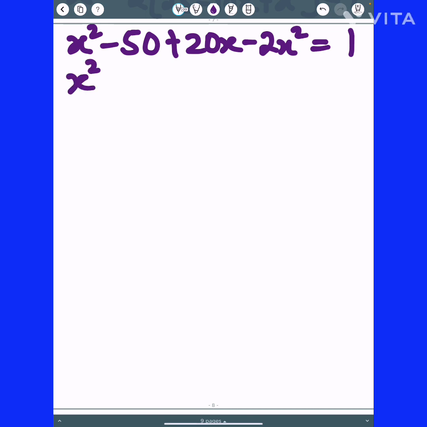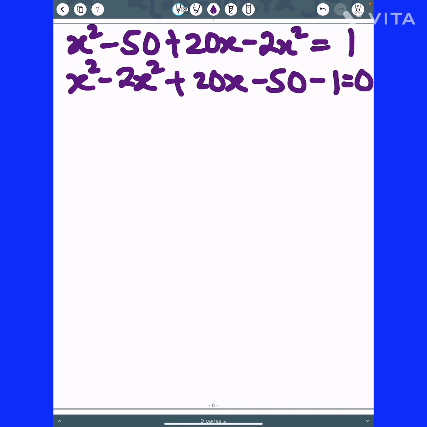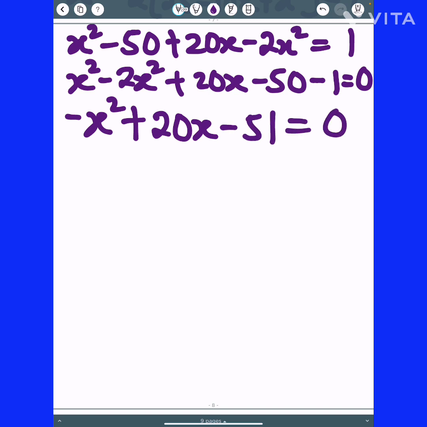So rearranging, x squared minus 2x squared plus 20x minus 50. I can bring minus 1 to the left now, to make my equation equal to 0. So minus 1 has come in, and minus 1 is equal to what? 0. So minus x squared plus 20x minus 51 is equal to 0.